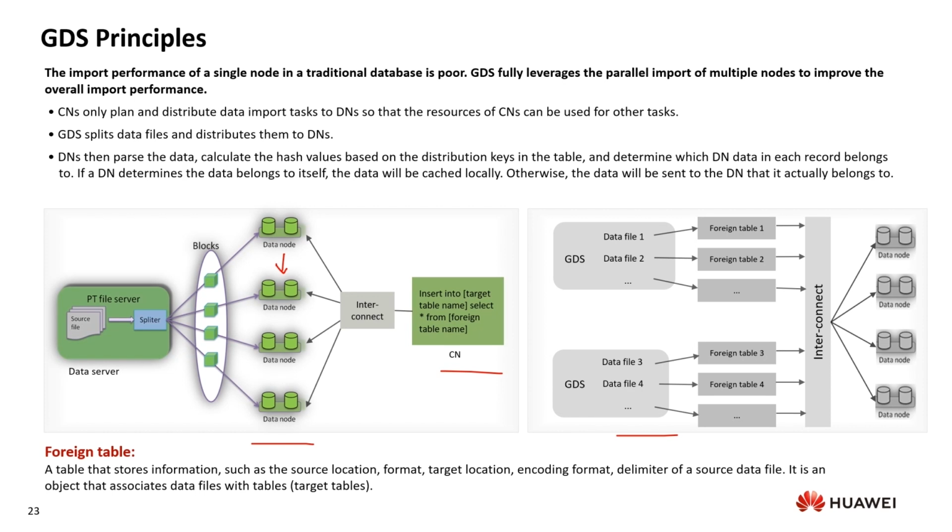A cluster can be connected to multiple Gauss data services at the same time to import data, and each Gauss data service can map to multiple foreign tables to import different data files. Multiple data nodes and the Gauss data service can work together to improve the import efficiency. When using the Gauss data service, we need to use foreign tables. A foreign table identifies the location and format of the source data file, but it doesn't store any data.